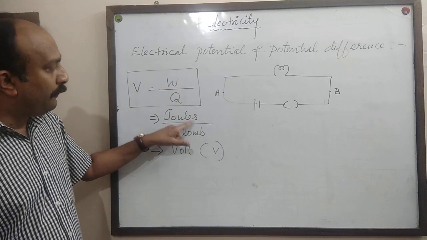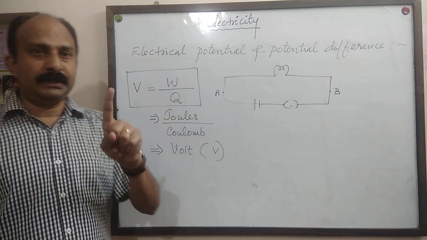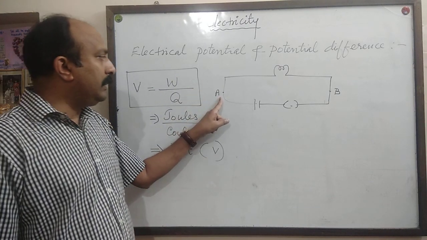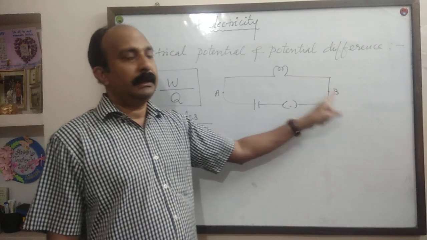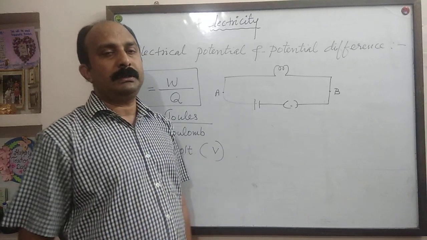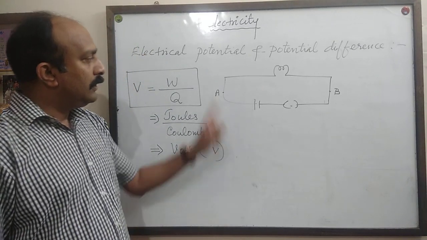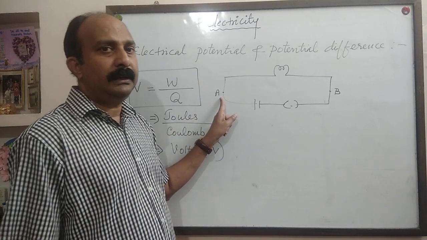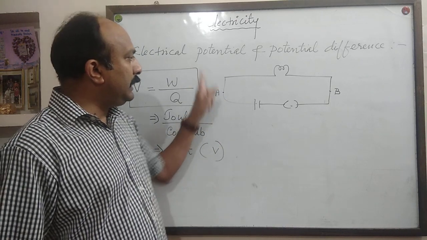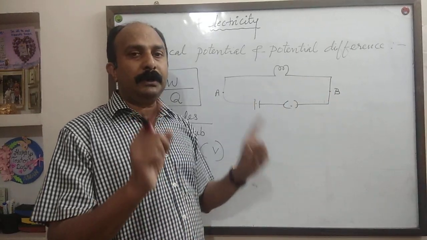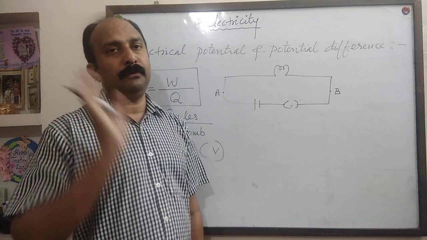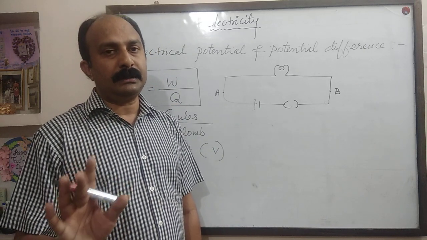When 1 joule of work is done for shifting 1 coulomb of charge from one point to another point, the potential difference across these 2 points is said to be 1 volt. I repeat, when 1 joule of work is done for shifting 1 coulomb charge from point A to point B, then the potential difference across these 2 points A and B is said to be 1 volt. I hope it is clear to all of you.